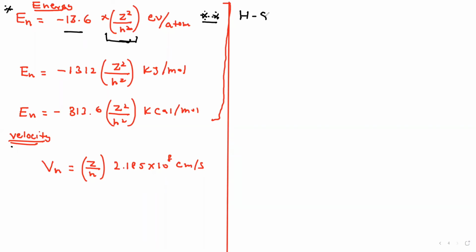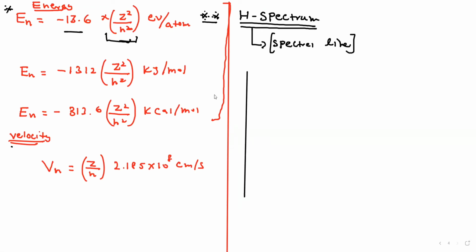Hydrogen spectra, very important. Listen, in the hydrogen spectrum there are different spectral lines possible, and the spectral lines are obtained. What is a different spectral line? Now note, I'm going to the energy levels. This is the energy levels.